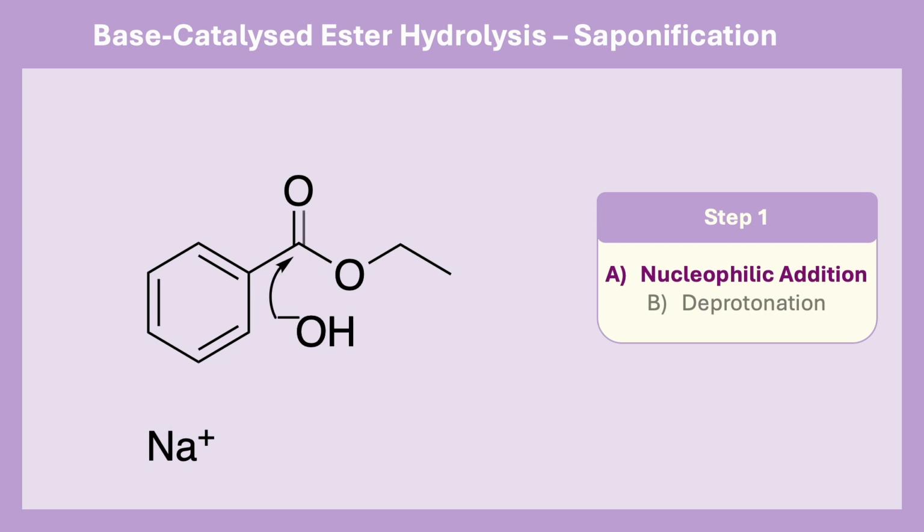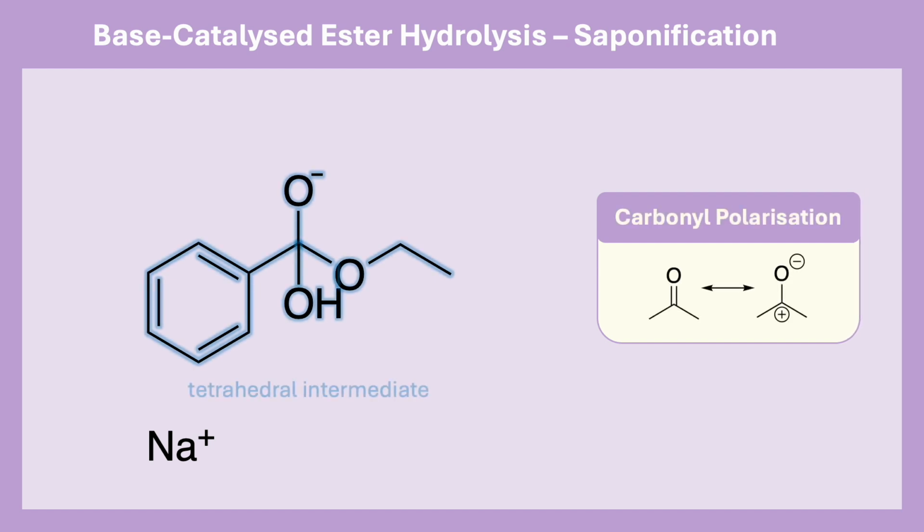The attack of the base at the carbonyl causes the carbonyl double bond to break, forming a tetrahedral intermediate. This step occurs as the carbon of the double bond is delta positive and therefore is easily attacked by a nucleophile like the hydroxide ion. This step is the correct first step in the reaction.